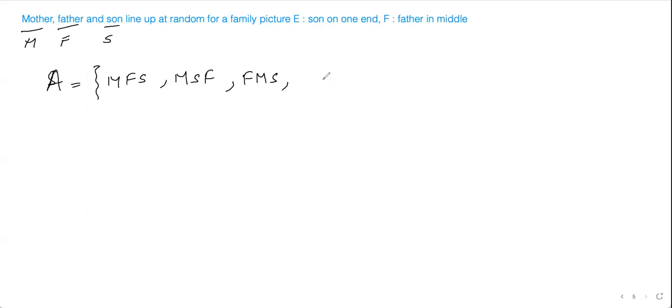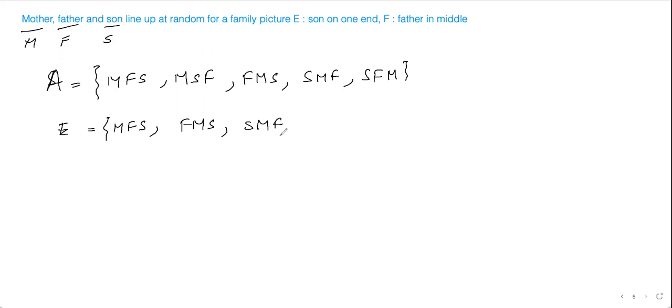And SMF and SFM. Now let us call E another event where son is on one end. So this would be MFS, son on one end, and FMS, son on one end.